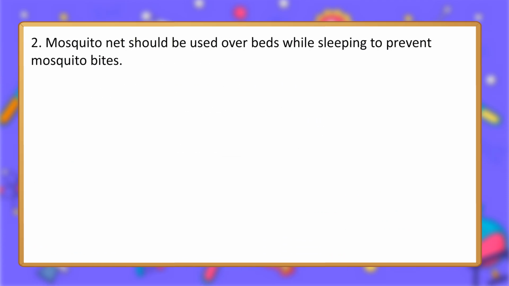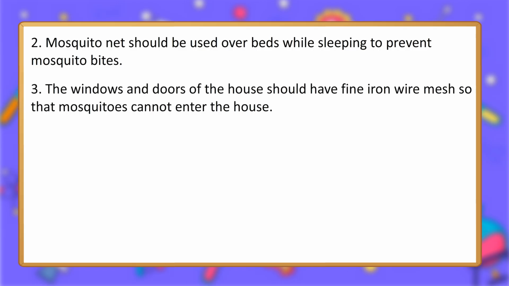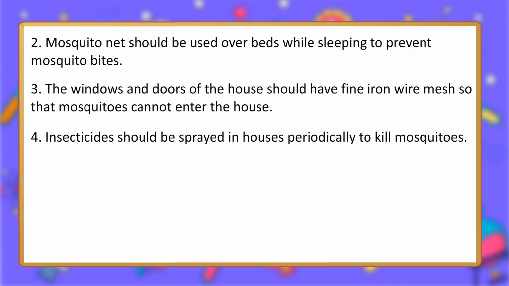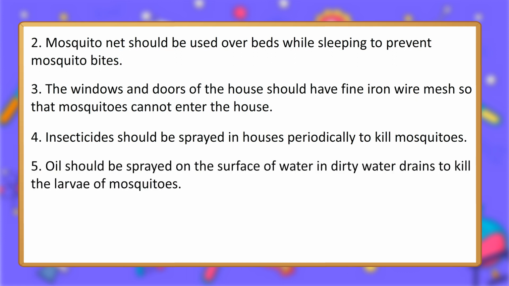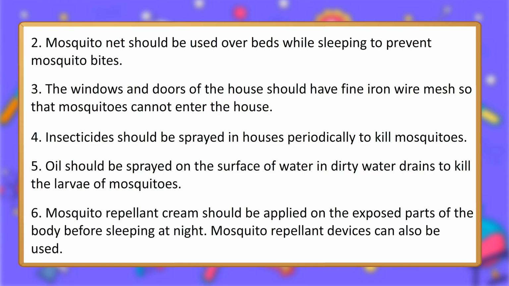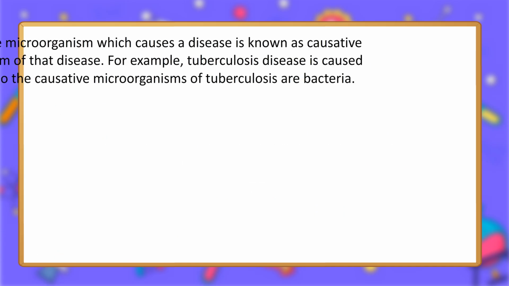2. Mosquito net should be used over beds while sleeping to prevent mosquito bites. 3. The windows and doors of the house should have fine iron wire mesh so that mosquitoes cannot enter the house. 4. Insecticides should be sprayed in houses periodically to kill mosquitoes. 5. Oil should be sprayed on the surface of water in dirty water drains to kill the larvae of mosquitoes. 6. Mosquito repellent cream should be applied on the exposed parts of the body before sleeping at night. Mosquito repellent devices can also be used.